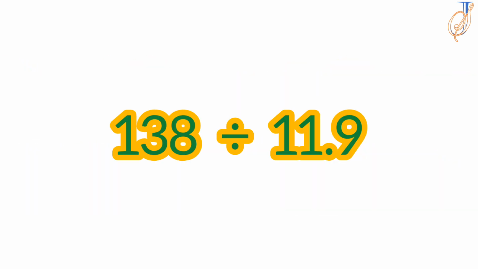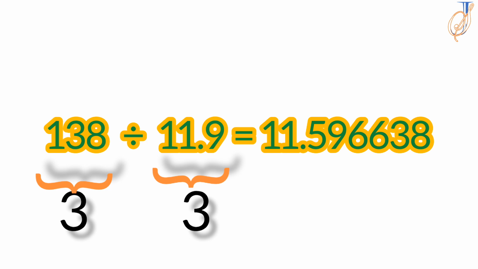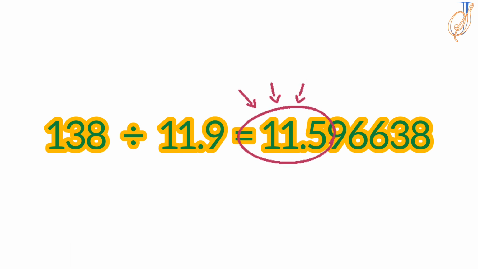Next, significant figures of divisions. 138 divided by 11.9. First we do the calculation using a calculator. We will get 11.596638. Same as multiplication, here also check the number of significant figures in the first two numbers. 138 has 3 significant figures and 11.9 has 3 significant figures. So you have to round your result to 3 significant figures.